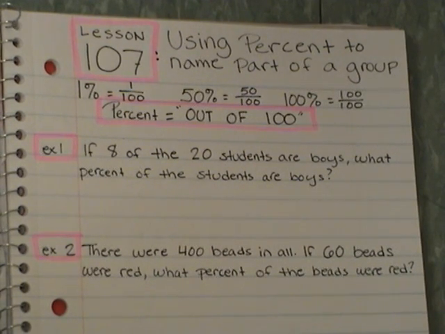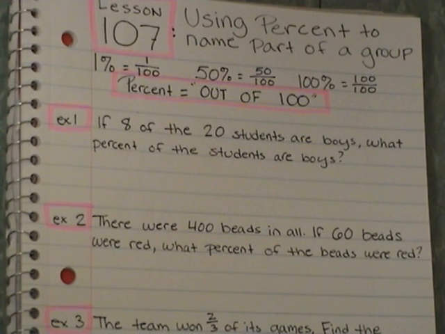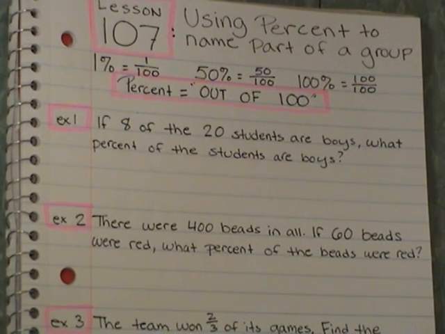Alright, we're going to try the first one. You really need to pay attention to the video and what I'm saying, because this is something that's really different that we haven't really done before. Okay, so the first one says, if 8 of the 20 students are boys, what percent of the students are boys? Now some of you might be able to just do this in your head, it just makes sense to you, but for others, percent is something that's very hard to figure out.